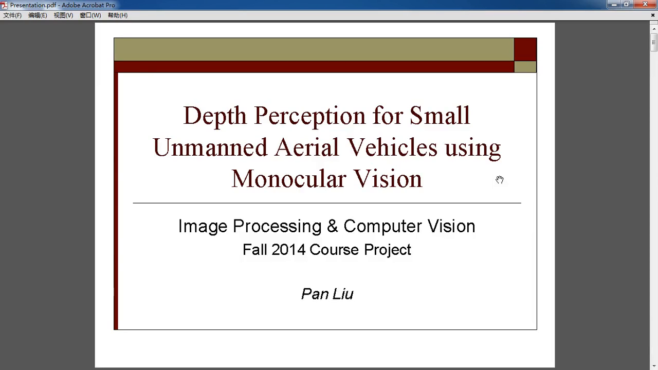Okay, the topic I'm going to talk about today is depth perception for small unmanned air vehicles using monocular vision. This is the course project for image processing and computer vision. My name is Pan Liu.